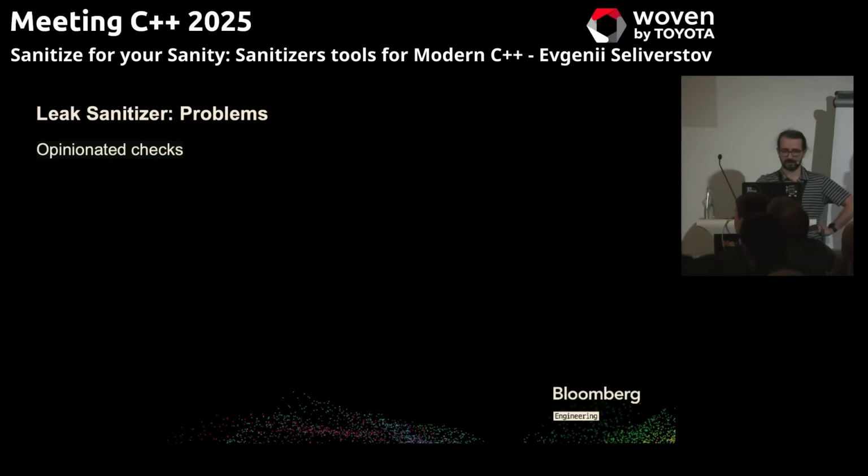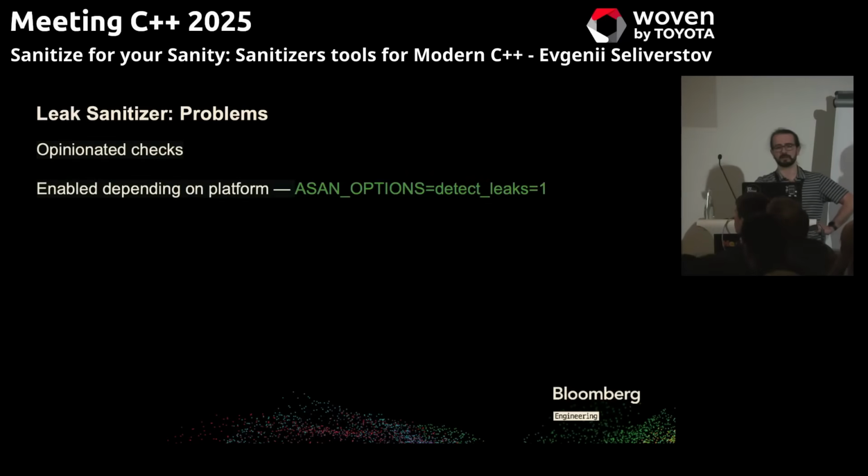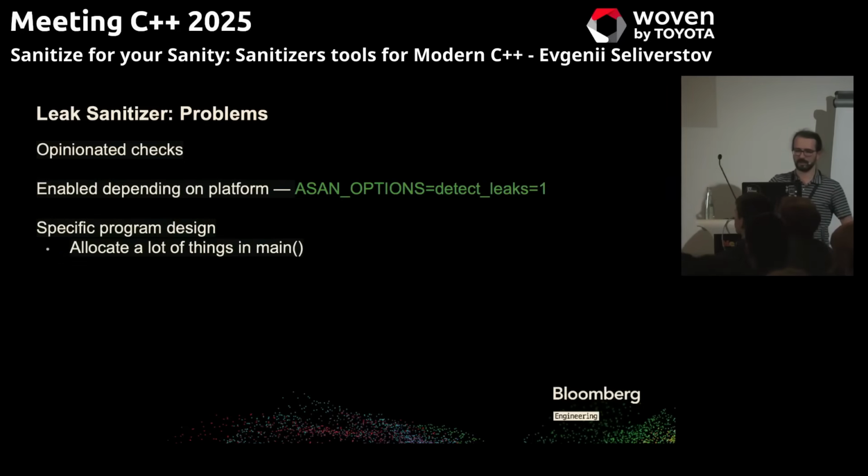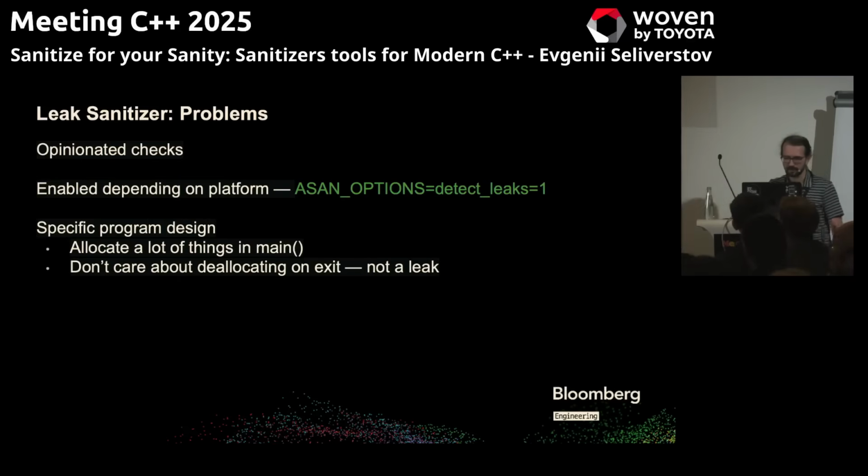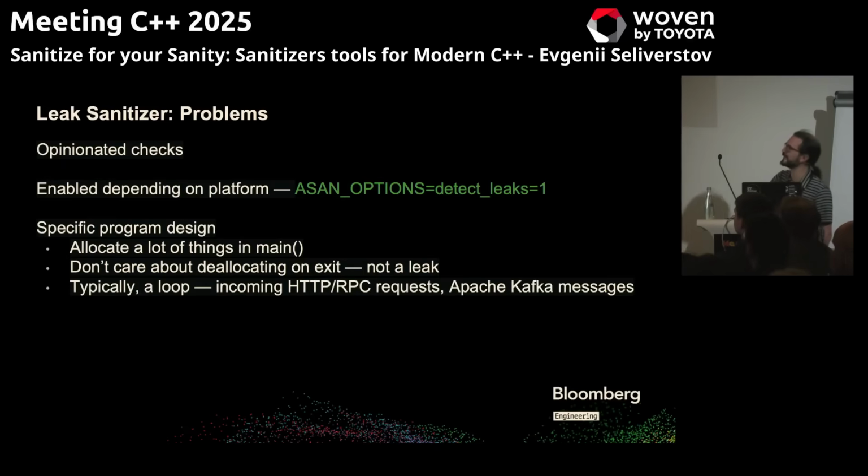What could be a problem with Leak Sanitizer? It's really opinionated because, first of all, it's not enabled by default, but it's fine, you can tweak it. But it requires a really specific program design. We actually allocate a lot of things in main. So are we interested in a leak? Is it a leak if we just allocate something in the beginning of the program? No, it isn't. So sometimes you have a really specific pattern.